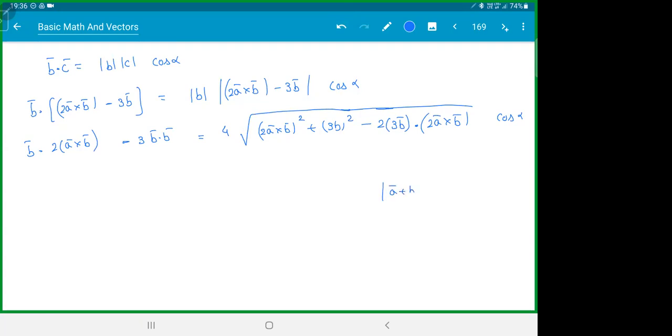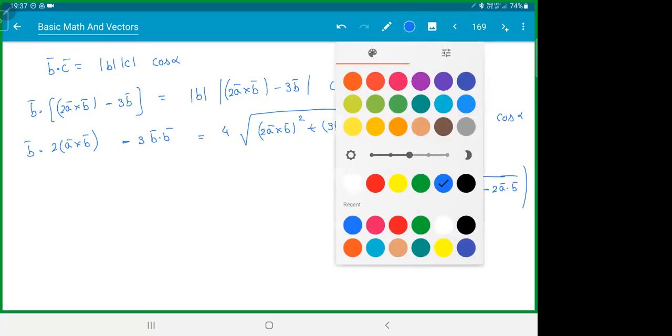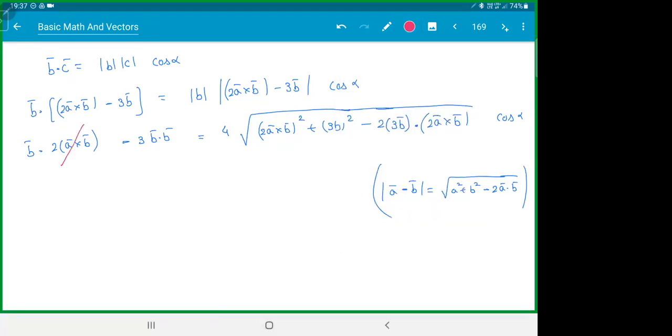Meaning A plus B bar can be written as root over A square plus B square plus 2 A bar dot B bar, and for A minus B bar, minus 2 A bar dot B bar. You could have written it that way. Now, if you see here, this term is 0. Why? Because B bar is perpendicular to A cross B. Similarly, this term is 0. So on the LHS, you get minus 3B square.